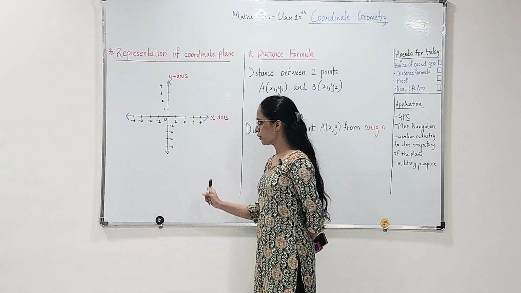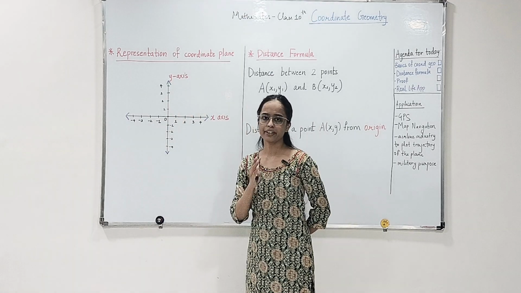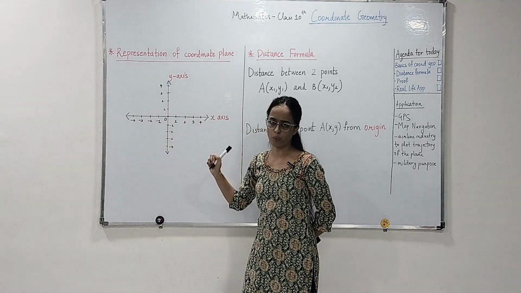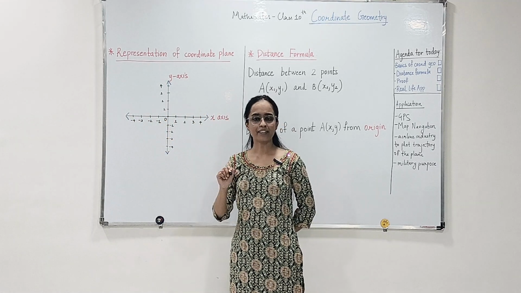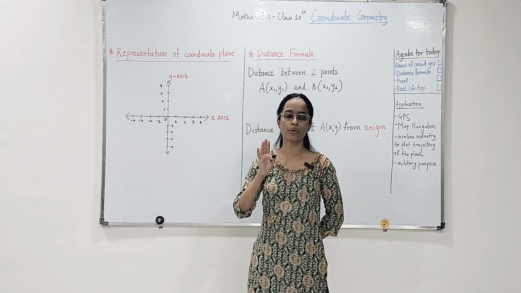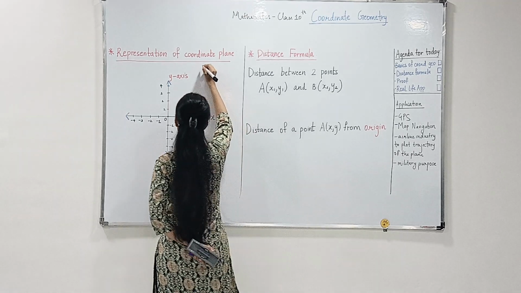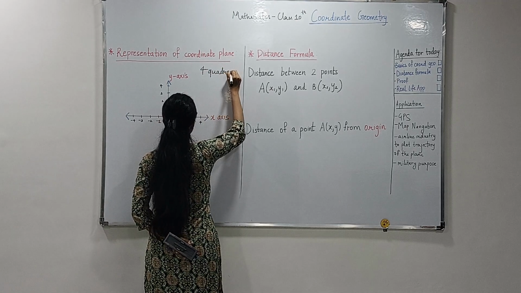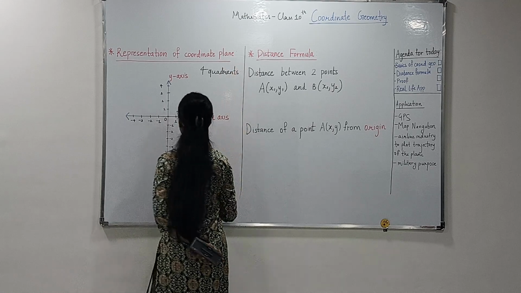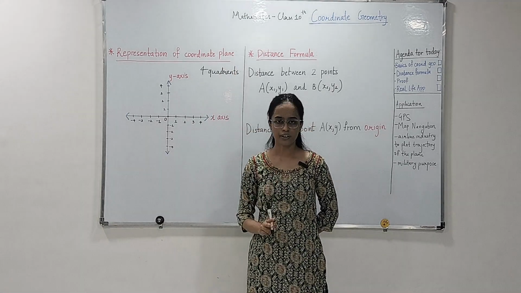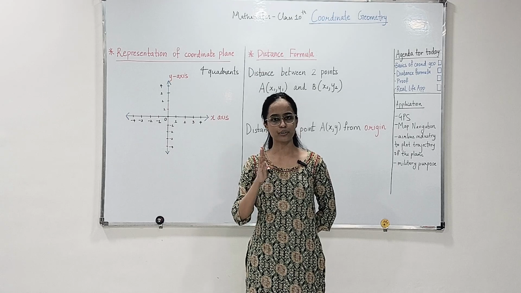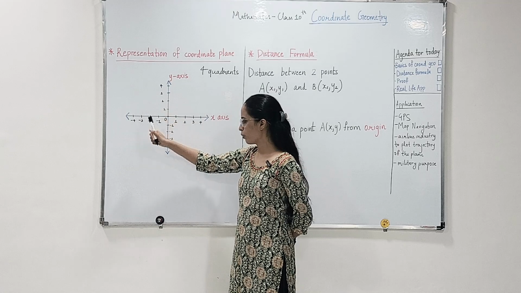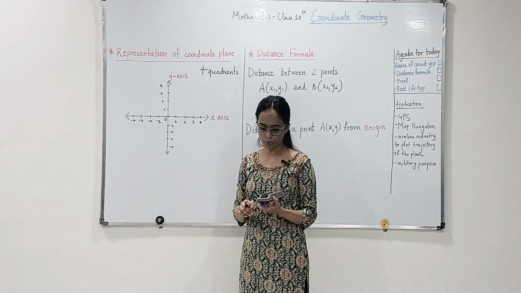Now, this entire plane is divided into four parts. So we have 1, 2, 3 and 4. These are the four parts, and these four parts are called four quadrants. So a two-dimensional coordinate plane is always divided into four quadrants, wherein this is the first quadrant, this is the second quadrant, third quadrant and the fourth quadrant.